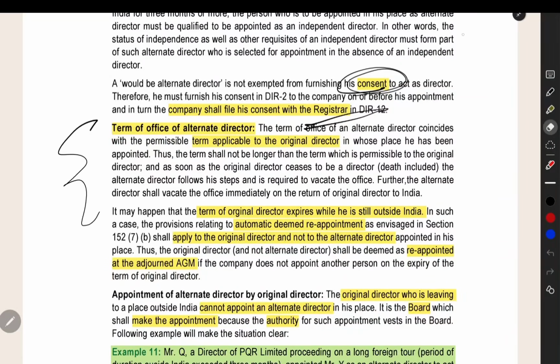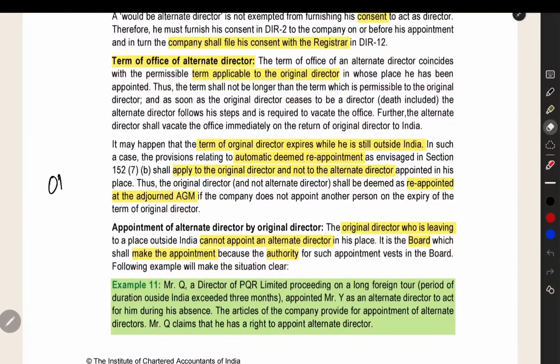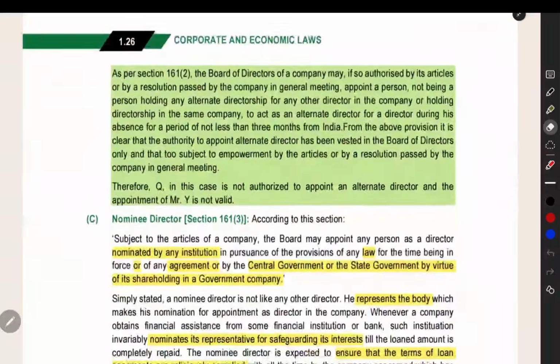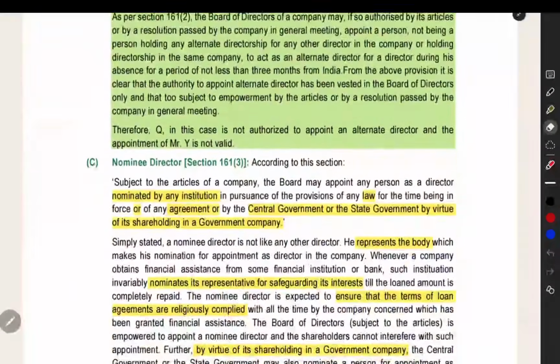The term of office we already saw. And if the term of the original director is expiring and he still did not return to India, then the alternate director's term of office will also expire. So this is the provision relating to the alternate director. Here we have an example also which you can read by yourself.